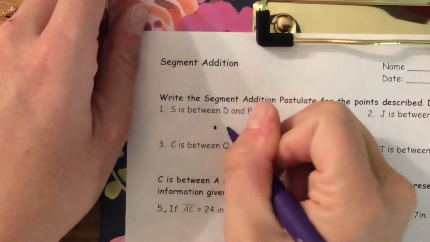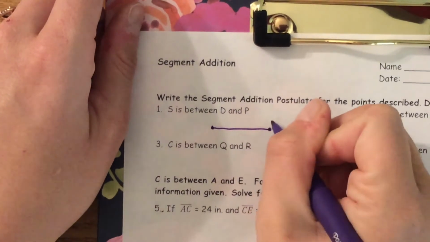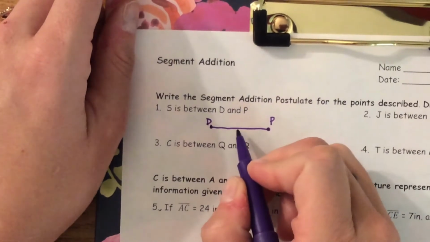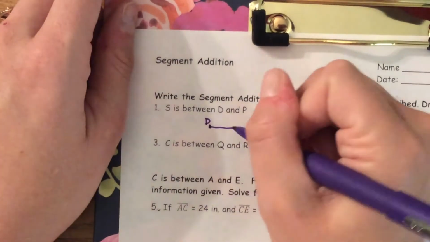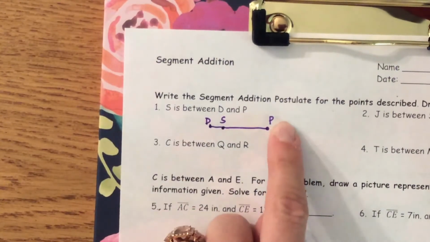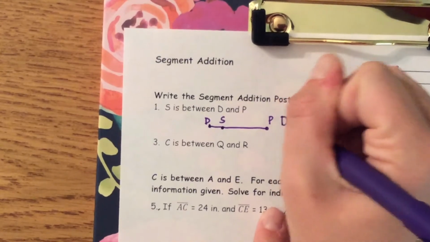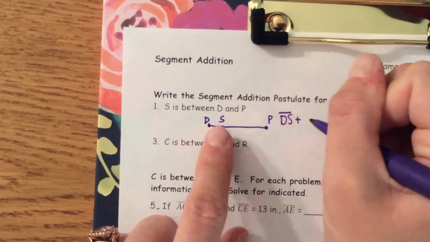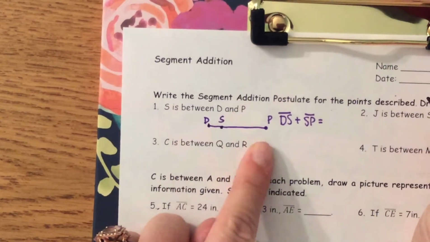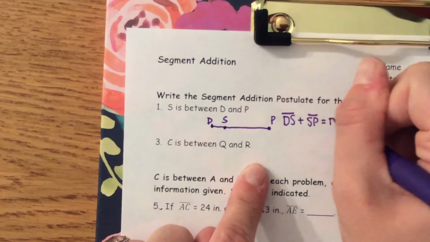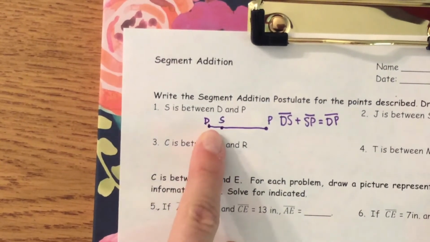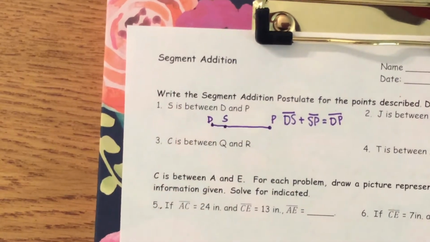So we've got points D and P, and S is somewhere between them. It doesn't matter if you put it in the middle, towards the left or the right, wherever you want to put it. S is somewhere between D and P. So for the postulate, we would write that segment DS plus segment SP is equal to the entire segment from D all the way to P, just like that. Pretty simple. This segment plus this segment create the whole thing.